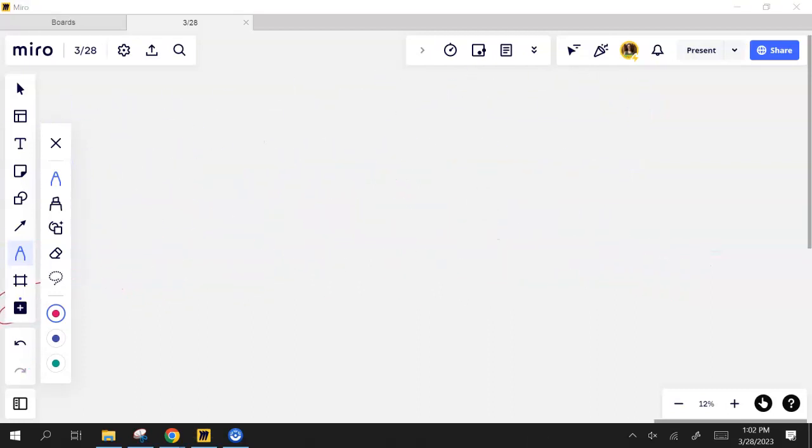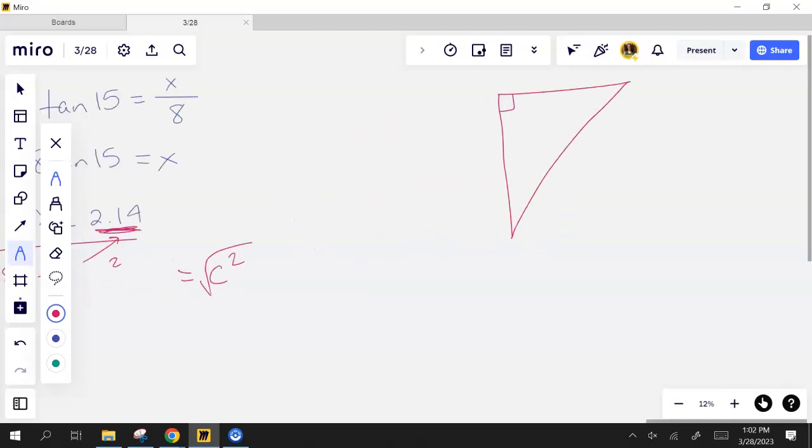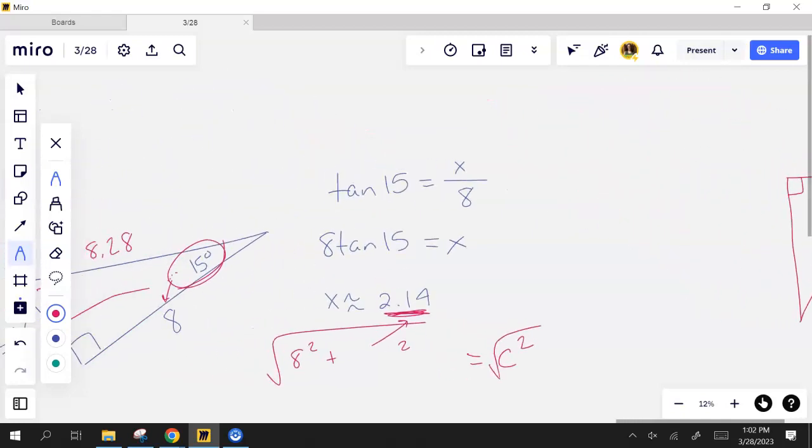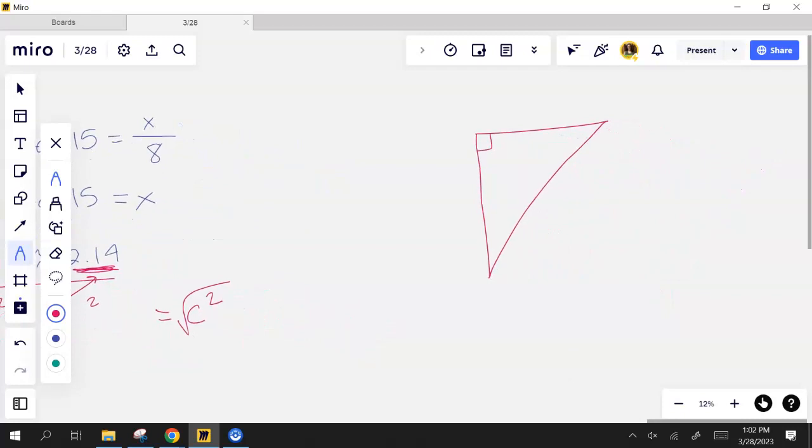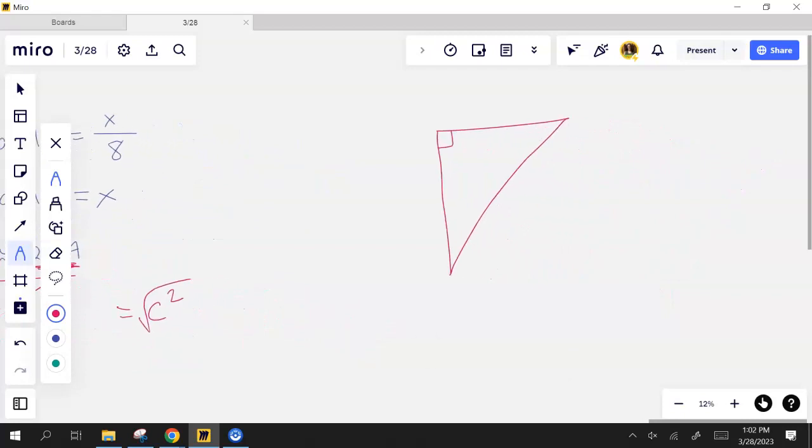One more example before I show you elevation and depression. So is that all of it? That's our solved triangle? 8.28. Yeah, that's our solved triangle. Yeah, that's fine.